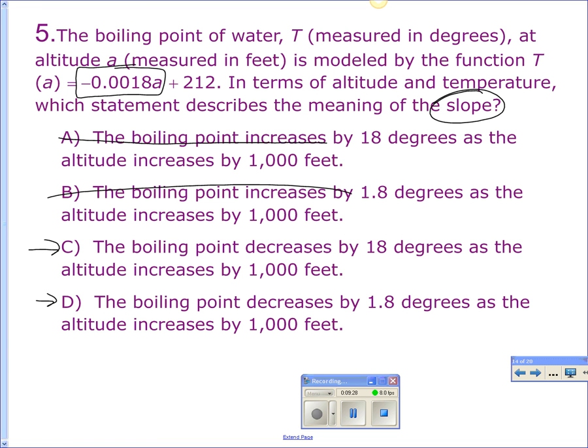But what do they say it's going by? 1,000s instead of 1. Take this number in your calculator. Everybody do this. In your calculator, type in 0.0018 and times it by 1,000. What do you got? 1.8. So which answer choice is it? D. Okay? 1.8, but it times it by 1,000. All right.